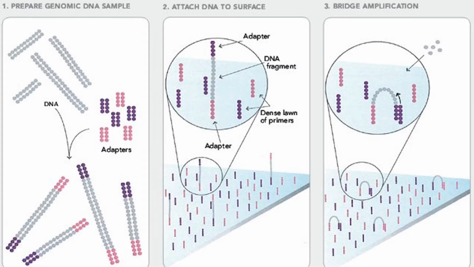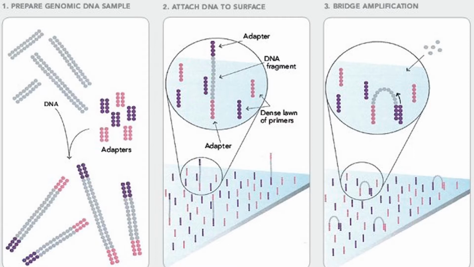DNA is randomly fragmented and adapters are ligated to both ends of the fragments. Step 2. Attach DNA to surface. In this step, single-stranded fragments randomly bind to the inside surface of the flow cell channels.